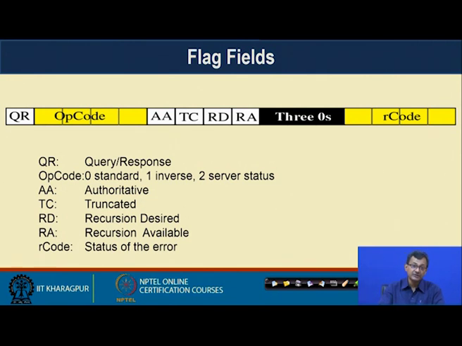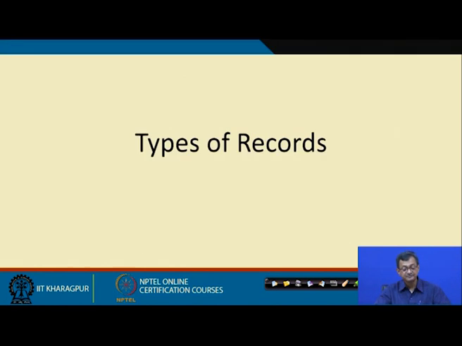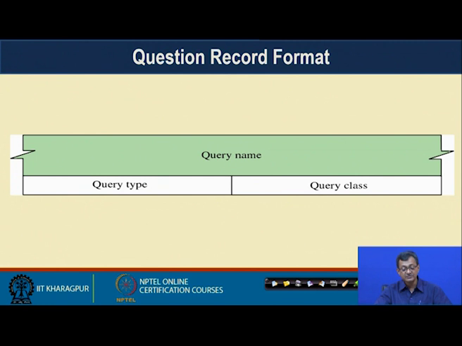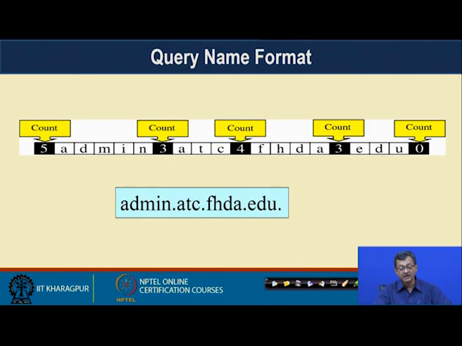If it is authoritative, then the AA flag is on. TC is whether it is truncated or the full record is sent, RD is the recursion desired, RA is the recursion available, and RCODE is the status of the error. So, these are the different formats of these flag fields, and the type of records, as we mentioned. Record one is the query name, query type, and query class.